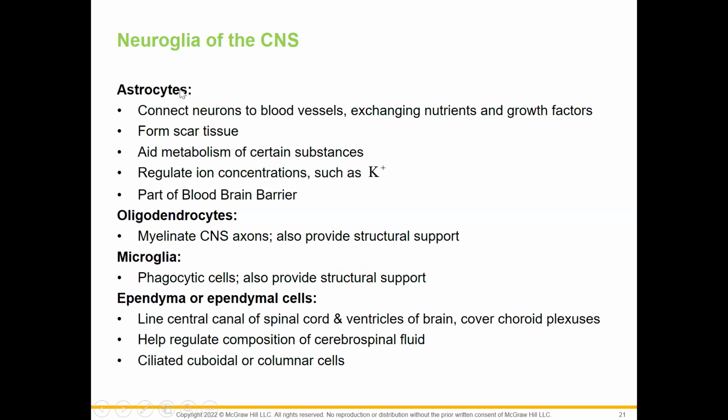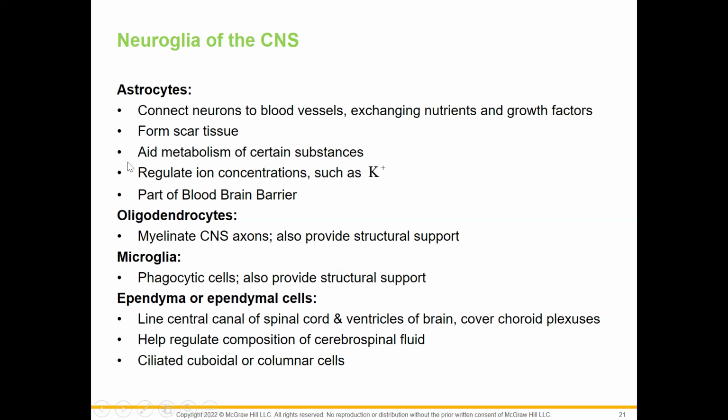so that the neurons can continue to do their job. Astrocytes are going to form scar tissue anytime there's damage, anytime there's an attack, anytime there's any kind of damage to the nerve, to the area, the astrocytes can go in and begin to heal those tissues, forming scar tissue.